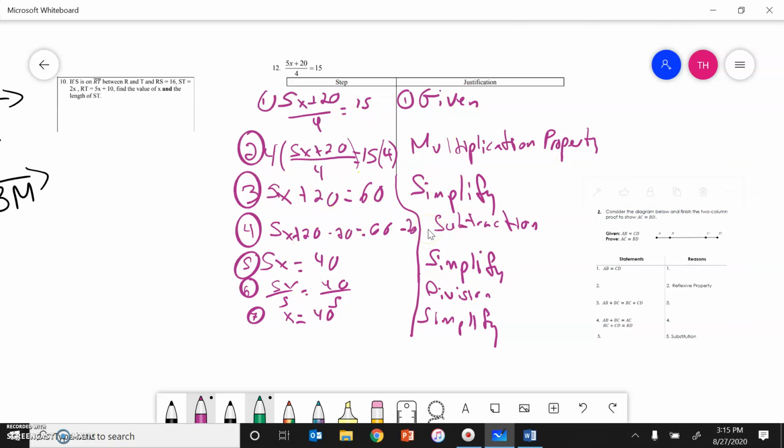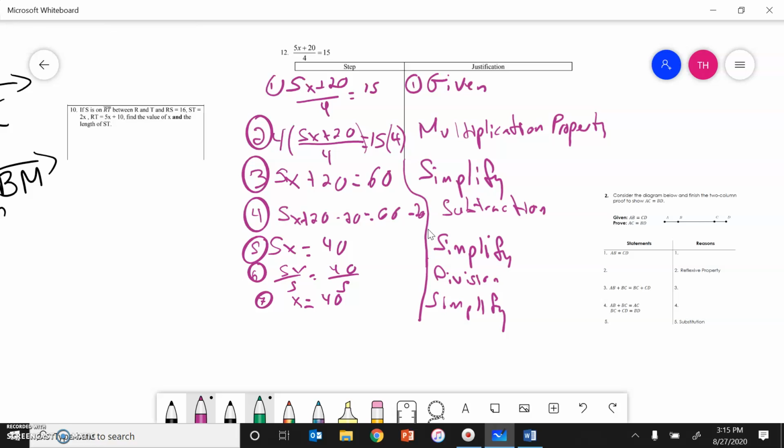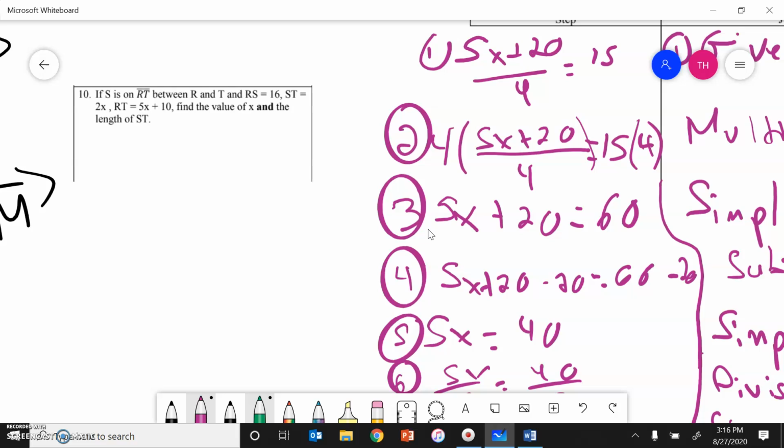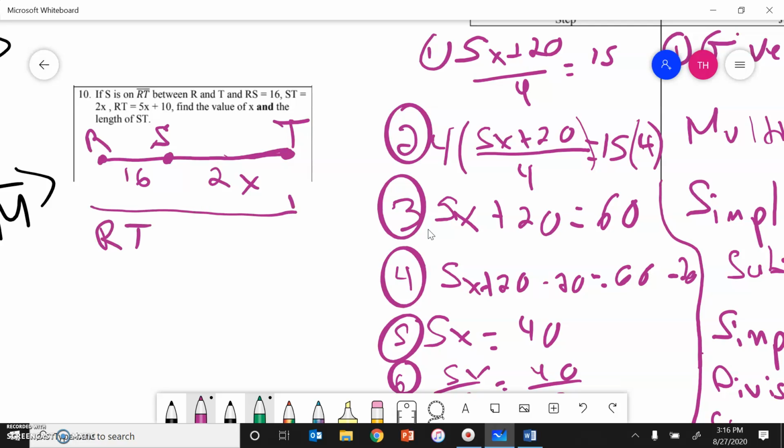I want to go over one of the problems that we were working on in class today. It says that if S is on segment RT, so here is segment RT, and S is a part of that segment, between R and T, and RS is 16, ST is 2x, and RT, which is the whole thing, equals 5x plus 10. Find the value of x.